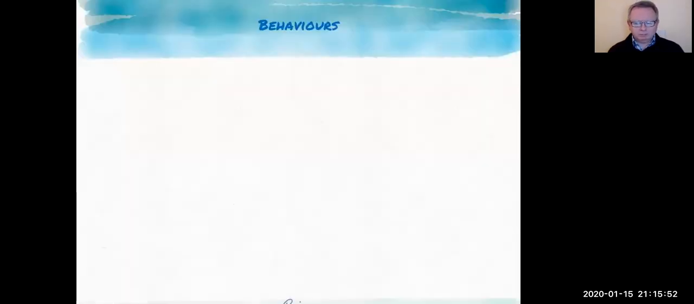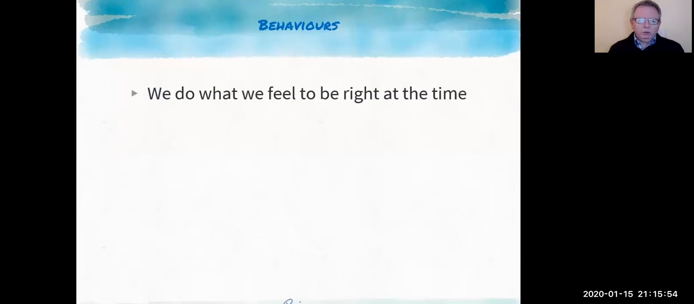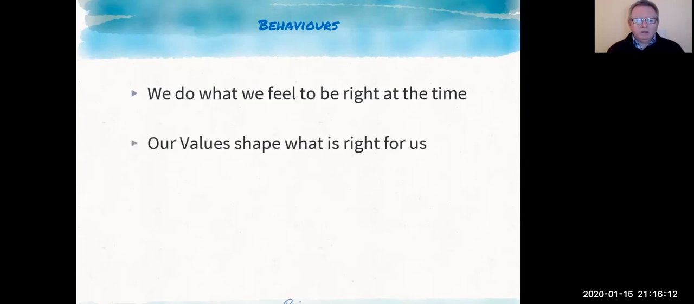So our behaviours. What do we feel to be right at the time? Because if we are doing certain activities and they're going against our values, then they're going to feel wrong. Equally, if they are in alignment with our values, they tell us what's right for us. If it's in alignment with our values, we're going to feel that our behaviours are better. You will feel more comfortable with yourself, certainly, if your behaviours are in alignment.